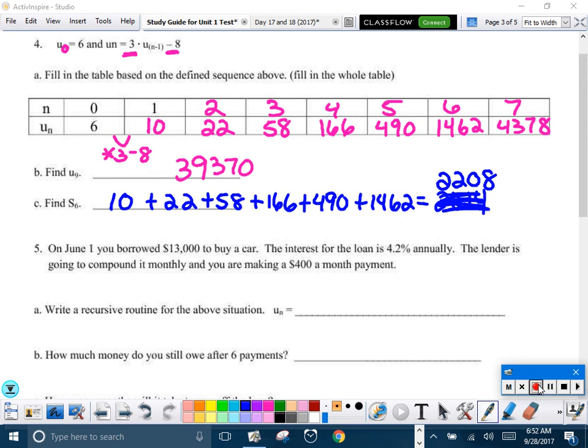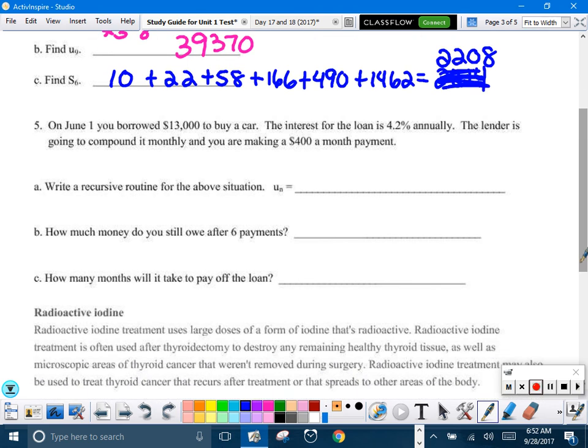Number 5. On June 1st, you borrow $13,000 to buy a car. The interest for the loan is 4.2% annually. The lender is going to compound it monthly, and you are making a $400 payment. All right, so $13,000, 4.2% annually. Remember, that means 4.2 out of 100, which is 0.042. Compounded monthly. That means 12 months, and you're making a $400 payment.